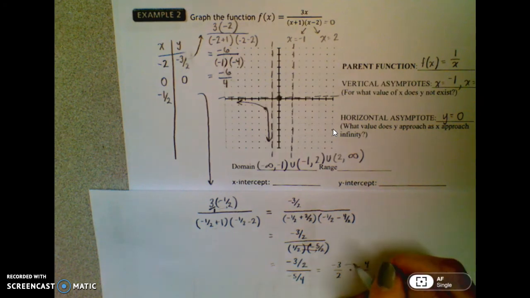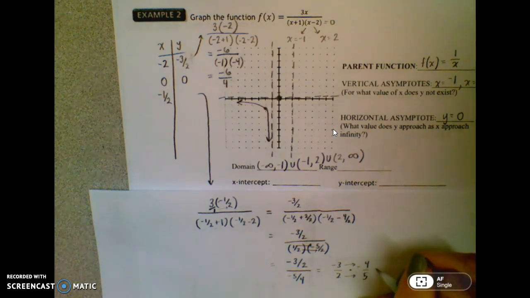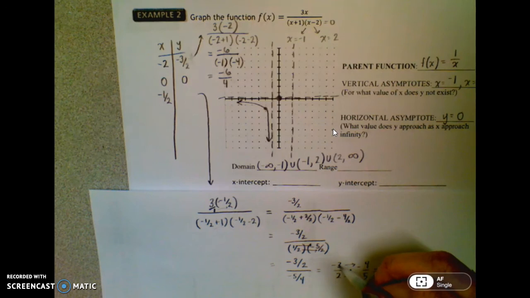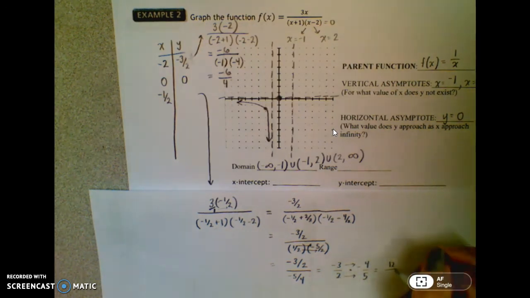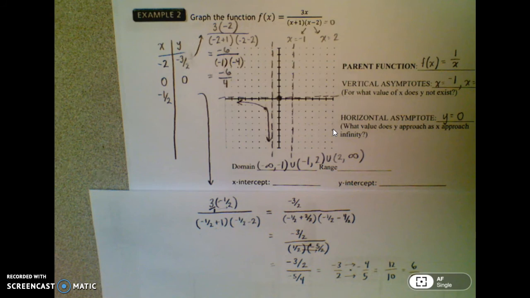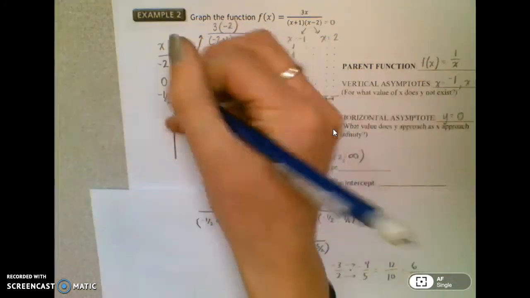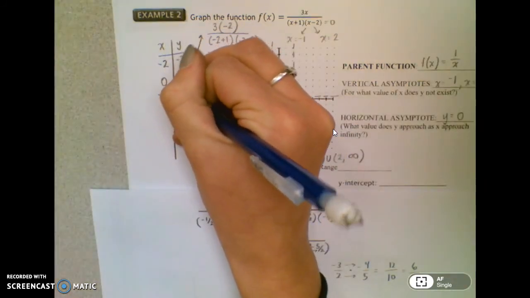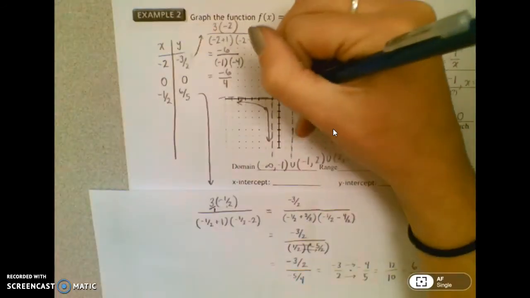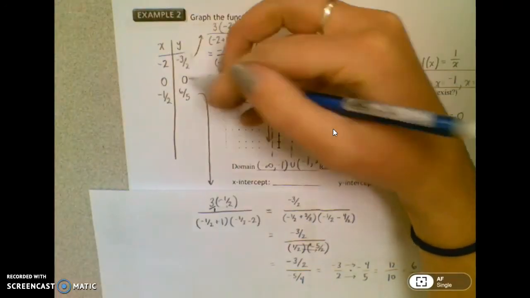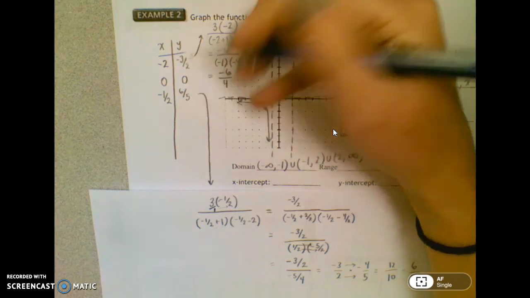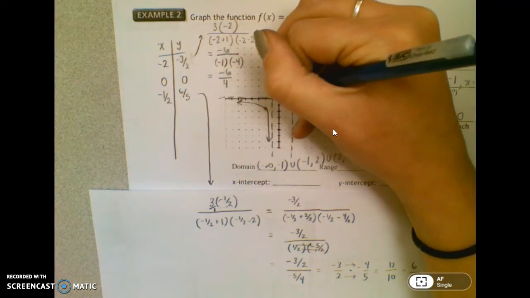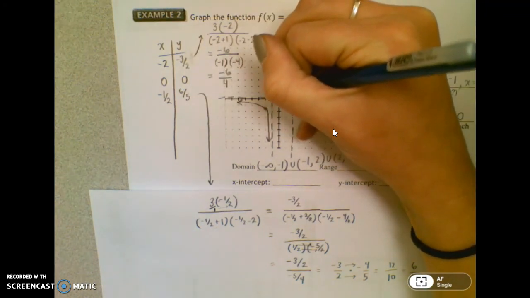Now I can multiply straight across, and I get a value that's way more easy to plot on my graph. So I have 12 in the numerator, 10 in the denominator, which simplifies to 6/5. 6/5 is positive, so -1/2 and positive 6/5, which is about 1 1/5. Right about there.